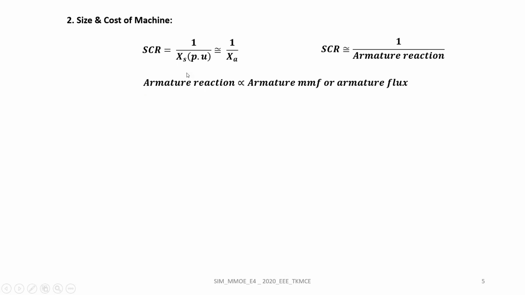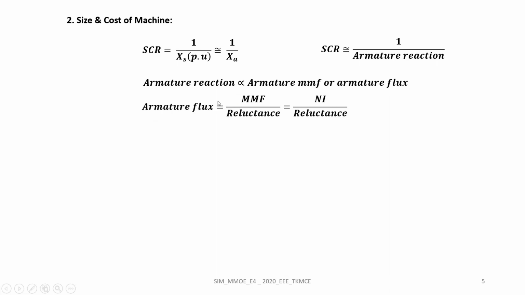Second point is size and cost of the machine. We know SCR is equal to 1 by XS per unit, which is approximately equal to 1 by XA, that is the fictitious reactance that represents the armature reaction effect. And also we have seen that SCR is proportional to 1 by armature reaction. What is armature reaction? Effect of armature flux on distribution of main flux. So as armature reaction is more, armature MMF or armature flux will be more. That is, armature reaction is proportional to armature MMF or armature flux.